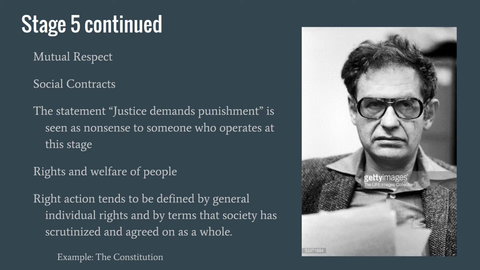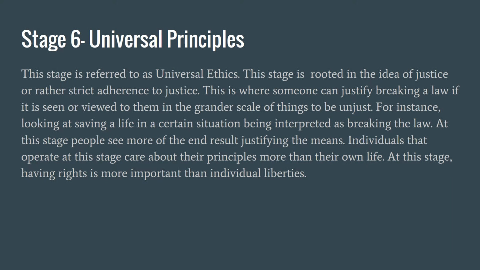Other aspects of stage 5 include mutual respect and social contracts. The statement, "justice demands punishment," is seen as nonsense to someone who operates at this stage. Rights and welfare of people and right action tends to be defined by general individual rights and by terms that society has scrutinized and agreed on as a whole. For example, the Constitution.